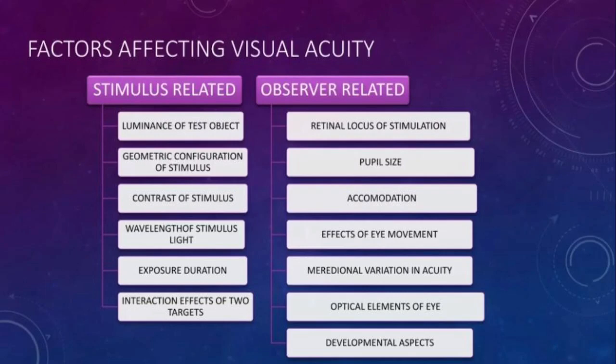Number 6, medication. Some medications can cause blurred vision or other visual disturbances, which can affect visual acuity. Number 7, neural processing. Finally, the brain's ability to interpret visual signals from the eye can also affect visual acuity, as the brain is responsible for processing visual information and creating our perception of the world around us. Overall, numerous factors can affect visual acuity and impact a person's ability to see clearly.